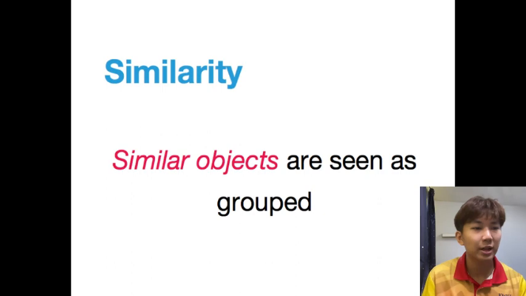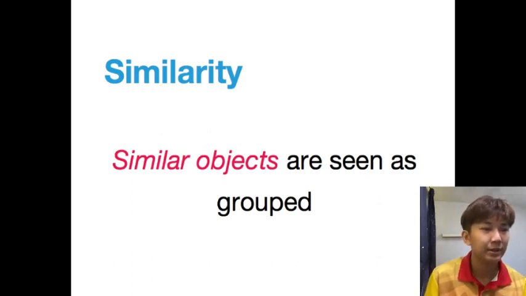I'm from Group 4. So today I would like to present about Gestalt Principles. Gestalt Principles are perceptual principles that describe how humans tend to organize visual elements into holistic forms. I will talk about the first Gestalt principle in UI design, which is similarity. What is similarity? Similarity simply means that similar objects are seen as a group.